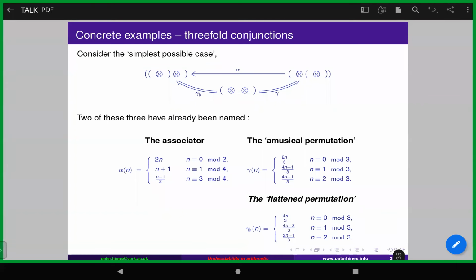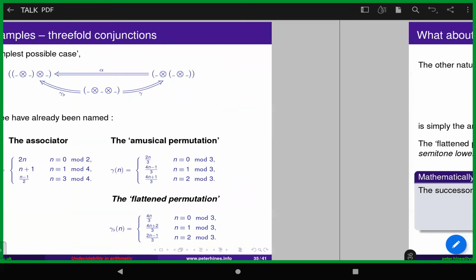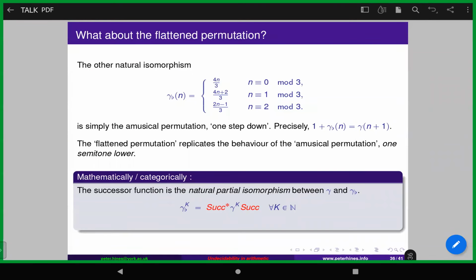So we have this other one that I'm calling the flattened permutation, and it takes an unbracketed string and inserts a pair of brackets on the left. And the reason I'm calling it the flattened permutation is that it precisely replicates Conway's amusical permutation, but one step down. So if we apply gamma to n+1, it's the same as applying gamma flat to n, then adding 1. So the orbit of 8 is infinite under the amusical permutation if and only if the orbit of 7 is infinite under the flattened permutation, etc., etc.